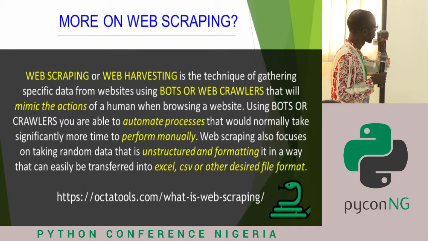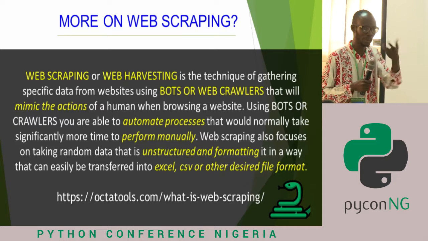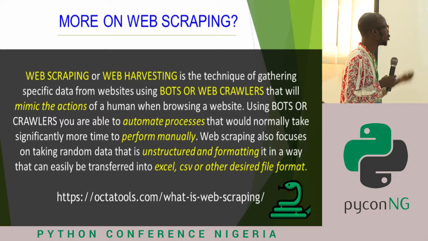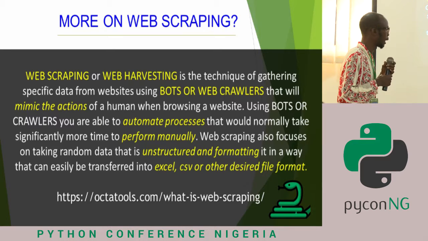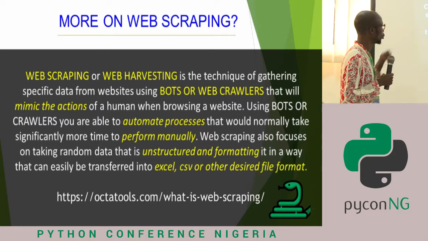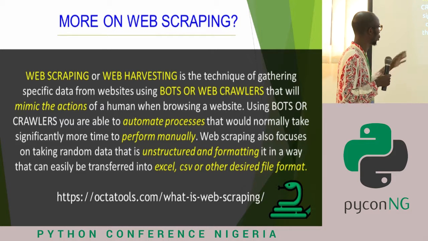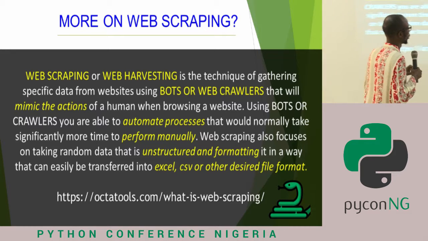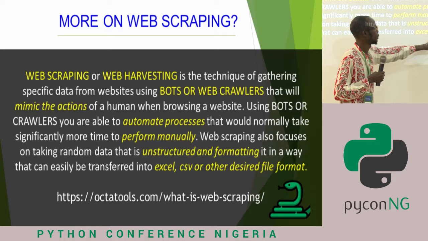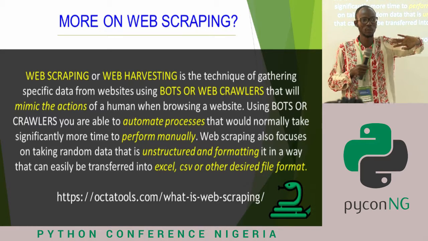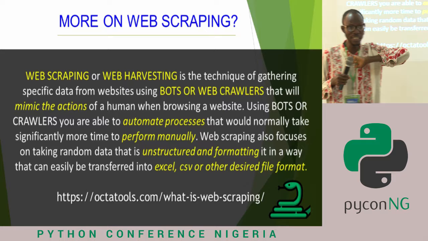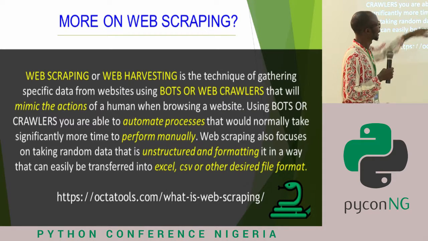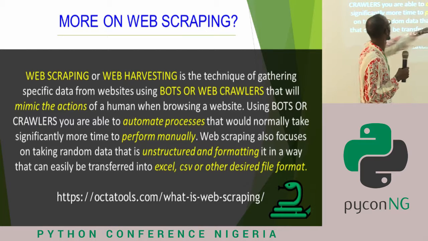So now, web scripting or web harvesting. There are two words that you can use. It is the gathering of specific data from a website using a bot or web crawler that eliminates the action of the human when browsing the website. So the aim and objective of scripting is that at the end of the day, you can export to Excel, CSV, or other desired formats you want. You understand? That is the purpose. You have to know it at the back of your mind. But the question is, what about web crawler and web scripting?